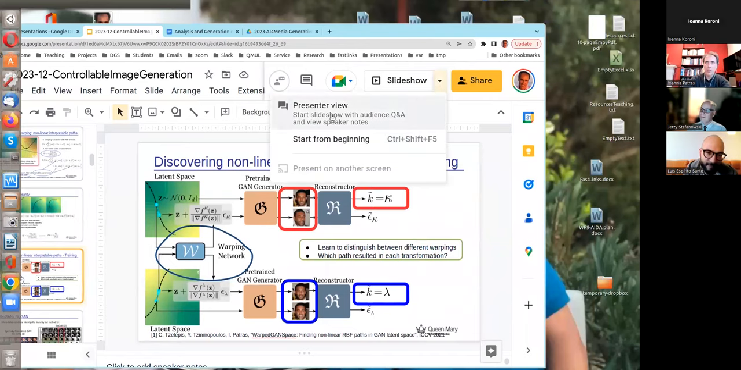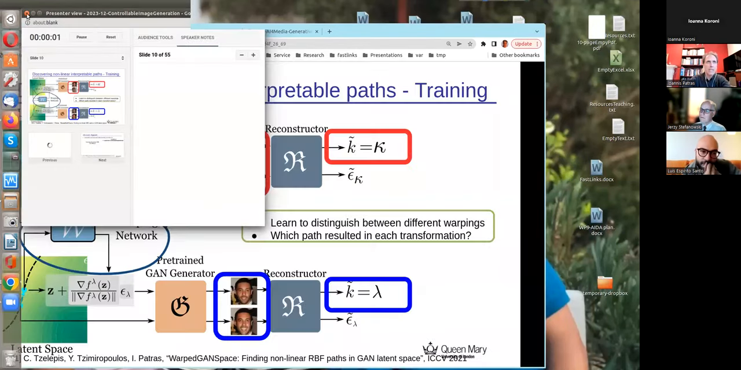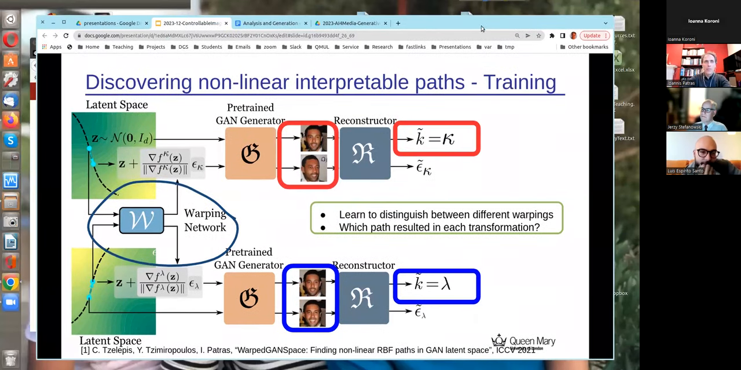You can see where I am now, right? Okay. So the main idea is this. Actually, I'm not sure that reconstructor is the best name. The main idea now is that you have a network here that takes as input a pair of images, and it tries to find the index of the path that generated those pair of images. So it tries to find out whether a pair of images has been generated by this path or by this path.